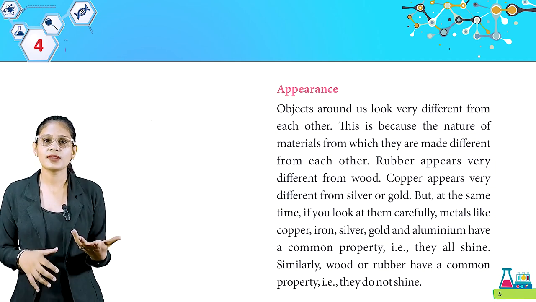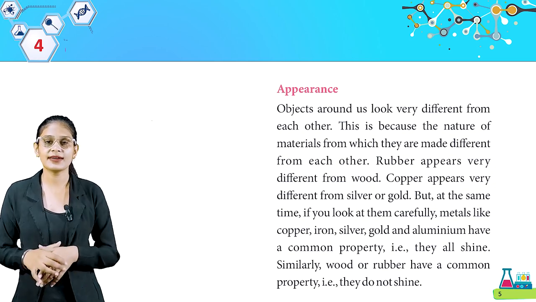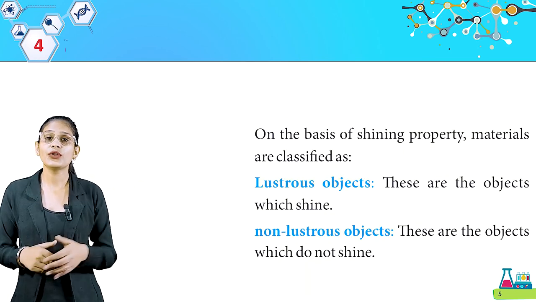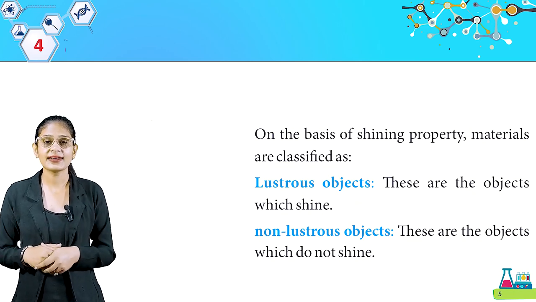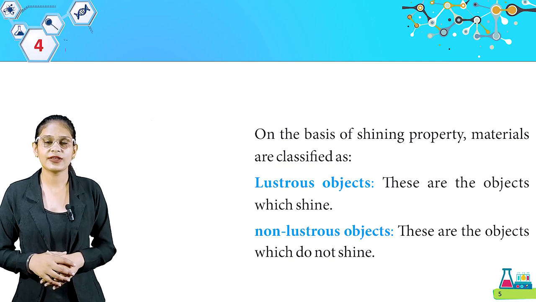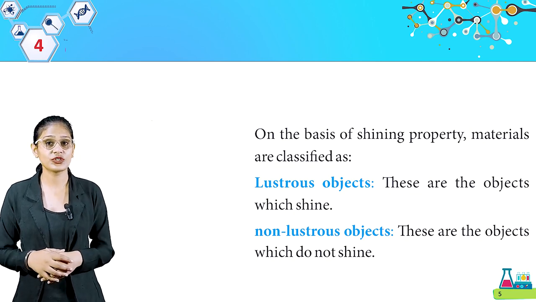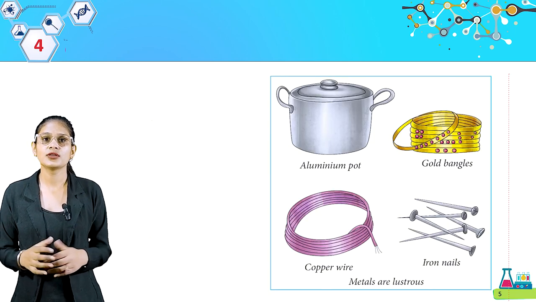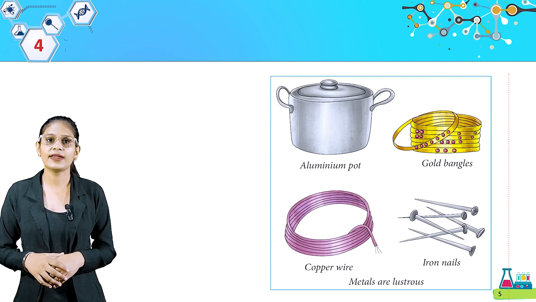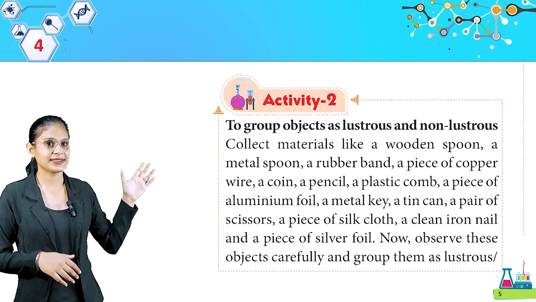So students, appearance ka meaning kya hai ki koi object aapko kaisi dikhai deti hai. Hamare metals shine karte hain to hame pata chal jata hai ki it is a metal. Okay, here on the basis of shining property, materials are classified as lustrous objects. These are the objects which shine. Non-lustrous objects, these are the objects which do not shine. Look at the picture. Aluminium pot, gold bangles, copper wire, iron nails. Metals are lustrous.